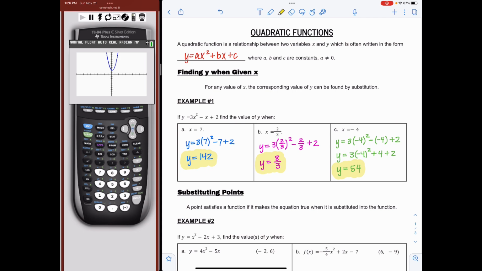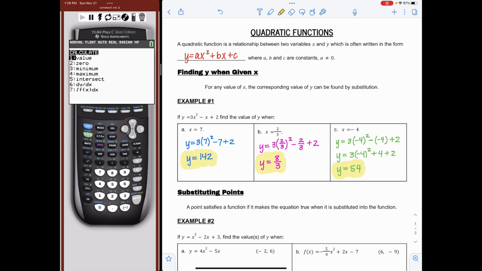So I'm going to press second trace. And when you look at number 1, it says value. Now understand that when it says value, it is referring to the y value. So you want the calculator to calculate the y value. So you can put in any x value there. For part A, it said x was equal to 7. So if I put x equals 7 and press enter, it will tell me that my y value is 142.